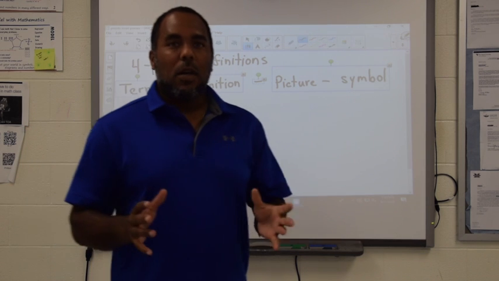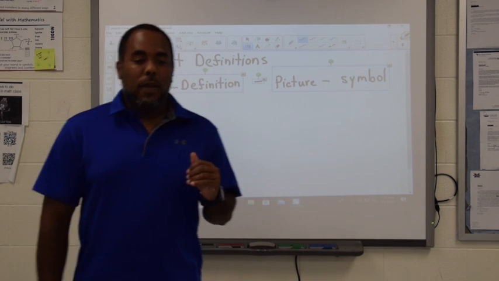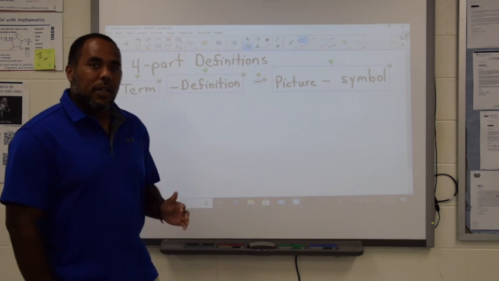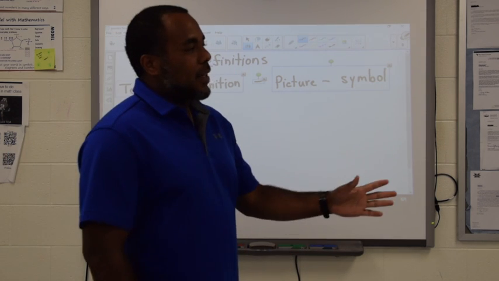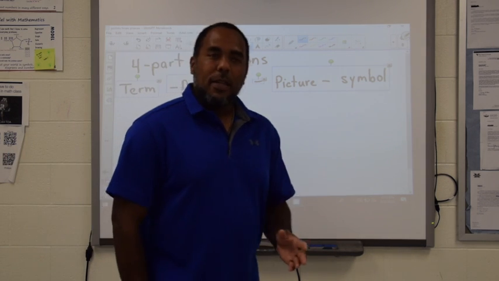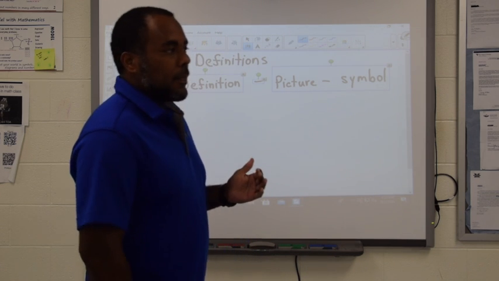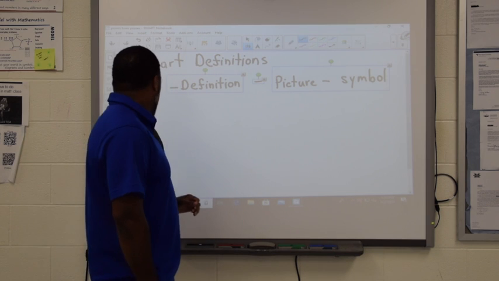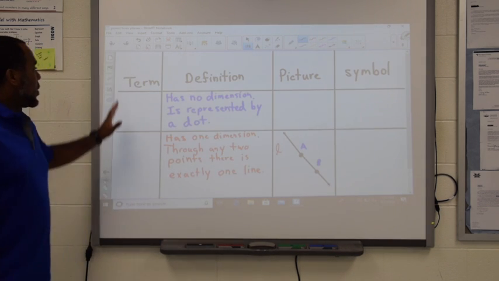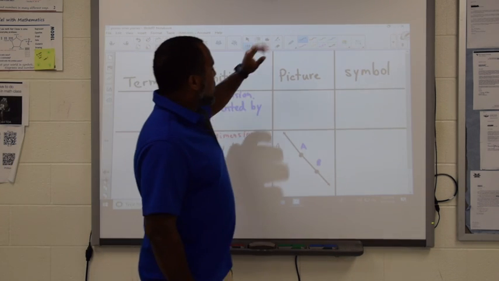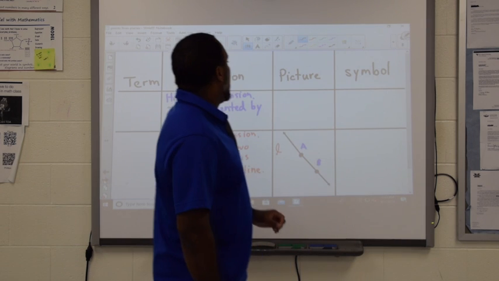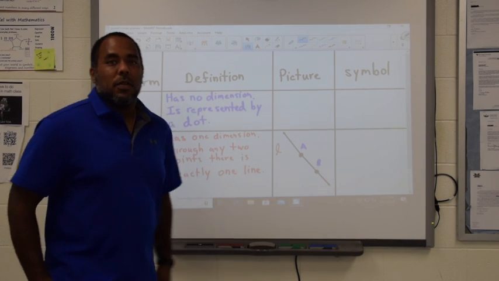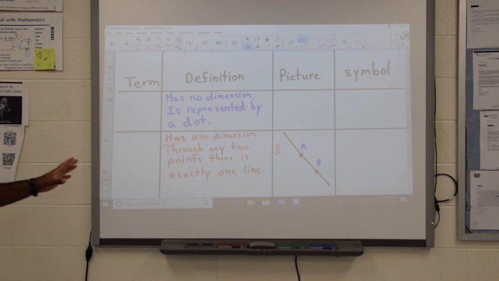The reason that we're going to start off with definitions is so that we can all be able to talk about the same thing and understand what's happening. We can look at the same picture or read the same sentence, and we'll all visualize the same piece of information. So here we're going to have a term, a definition, a picture, and a symbol. And I've kind of filled in some of the blanks, and we're going to fill those in together and see what those look like.